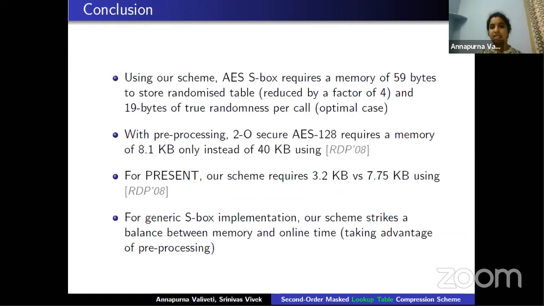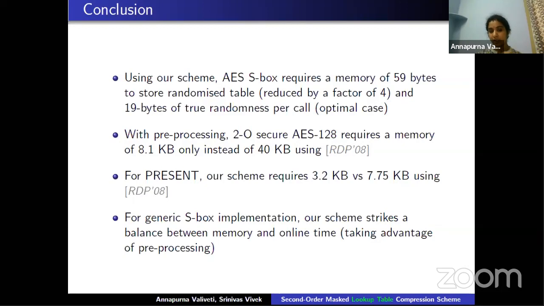In particular, AES S-box requires only 59 bytes instead of 256 bytes. It requires only 59 bytes of memory, which is a significant reduction, and it requires only 19 bytes of randomness to protect the second order S-box computation.